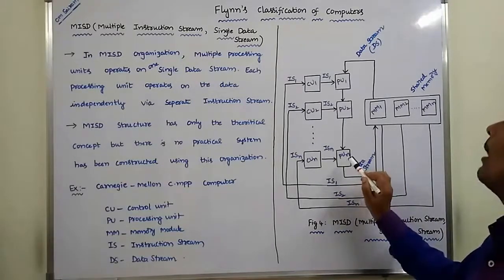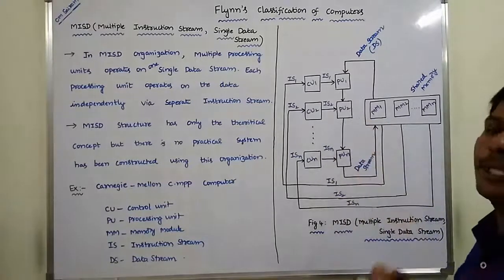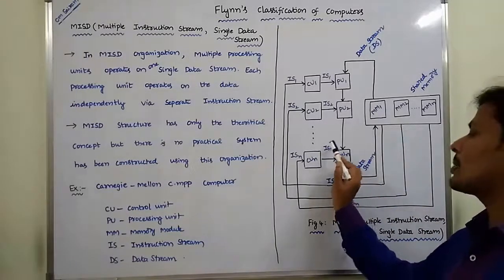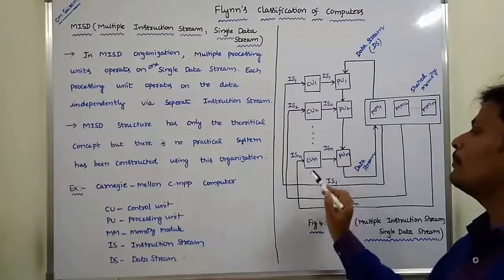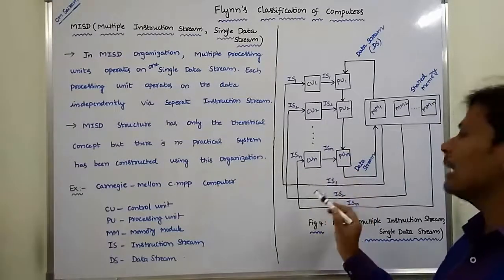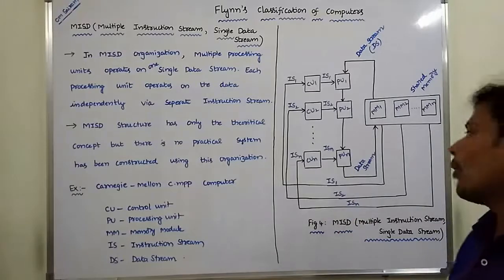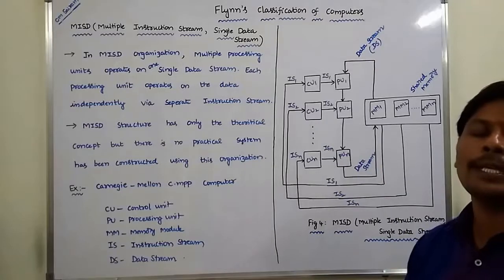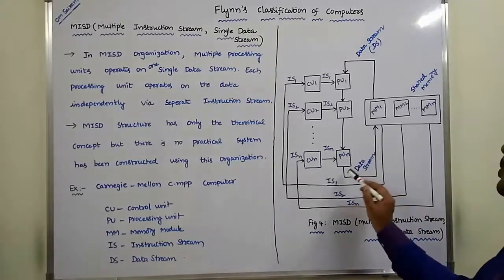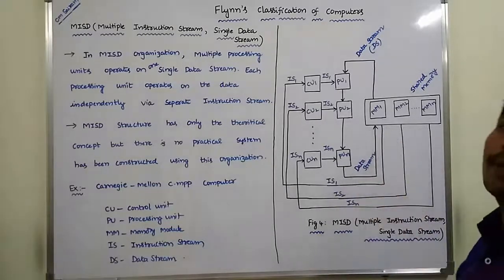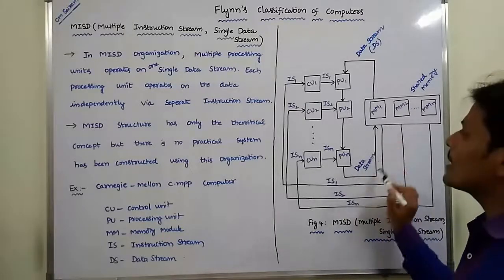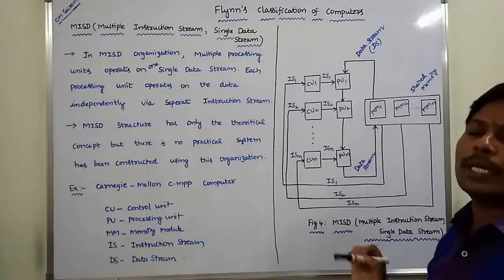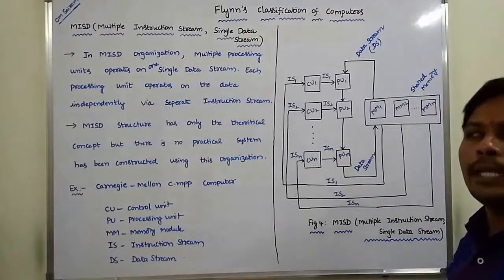PU N can take the data from the processing unit 2 as one input, and another input is the instruction stream N read by the control unit N from the corresponding memory module. Whatever output we get from the processing unit N can be sent to the shared memory unit as a data stream. In this way the execution can be done in an MISD computer.